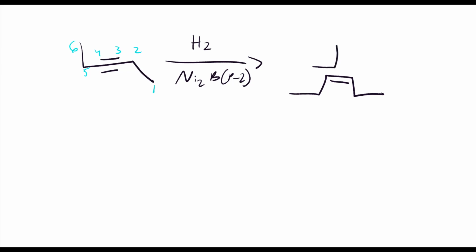This would be wrong. Okay, let's see. 1, 2, 3, 4, 1, 2, 3, 4, 5, 6. That would be wrong. This is more of a trans relationship, okay? So that's bad. That would be incorrect.